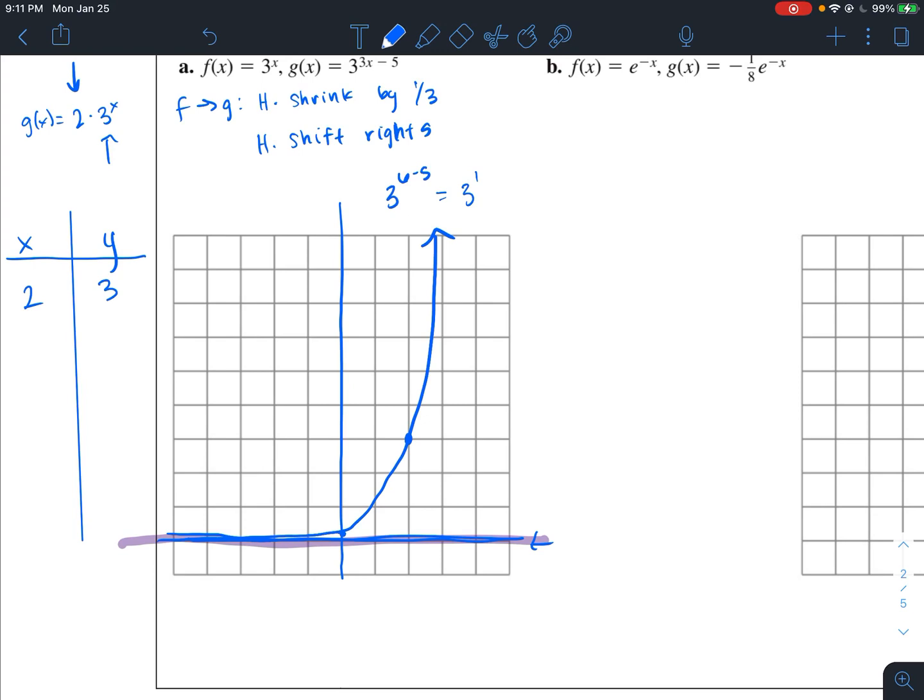Now, the reason why it doesn't look like we shifted over 5 units, because remember how we said that we would shift over 5 units, is because we're not just shifting it over 5 units, but we are also compressing it horizontally by a factor of 1/3. So that means the values are compressing by 1/3. So yes, we did say that we'd be shifting to the right 5 units, which would be somewhere over here, but the shrink makes the values of x come in by a factor of 1/3.